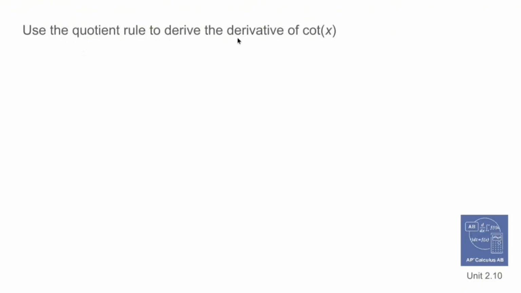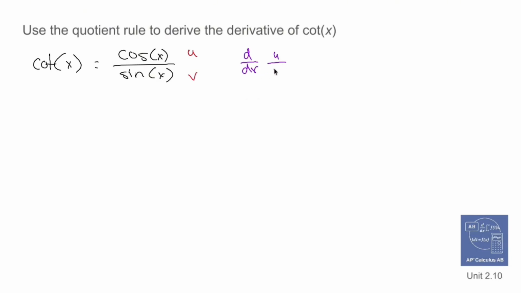Use the quotient rule to derive the derivative of cotangent x. Well, what is cotangent x? Cotangent x is the reciprocal of tangent, right? And since tangent is sine over cosine, cotangent is cosine over sine. And if my job is to find the derivative of that using the quotient rule, then I'm going to label the numerator u and the denominator v, because the quotient rule states that if I take the derivative of u over v, I'm going to find u prime v minus v prime u all over v squared.